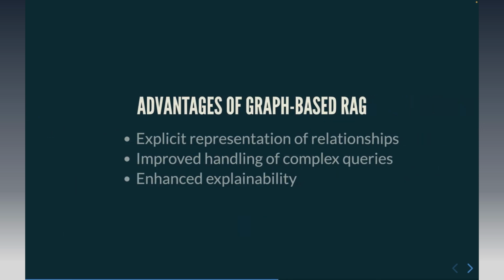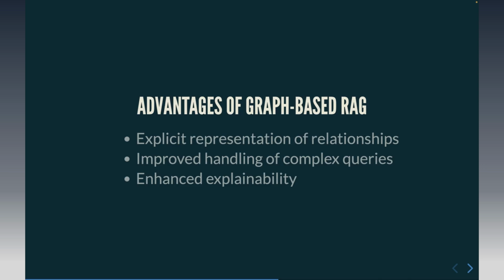Graph-based RAG has its own set of advantages. It can explicitly represent relationships between concepts, allowing for more nuanced understanding between the concepts. It can handle more complex queries that require multi-hop reasoning, and it offers enhanced explainability because we can trace the path through the knowledge graph that led to a particular response, and why that bit of context was passed to an LLM, and why the LLM used that bit of context to create its output.